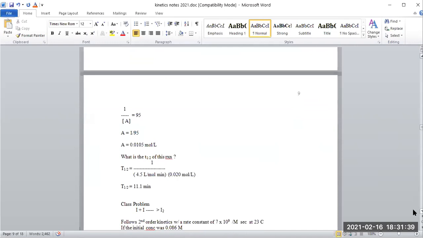So use my alternate version here. This is for my second order reaction. My t1/2 is 1 over k times initial concentration. My actual half-life is 11.1. And that kind of makes sense. I used up close to, not quite exactly, half in 10 minutes. It would have taken a full 11 minutes and change to actually reach 50% gone.